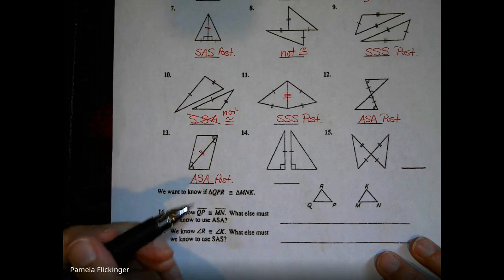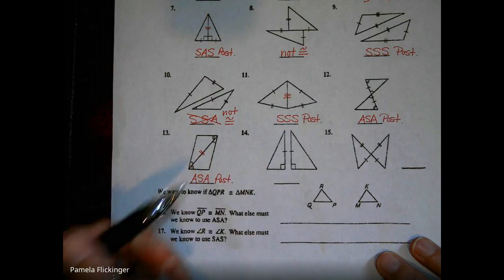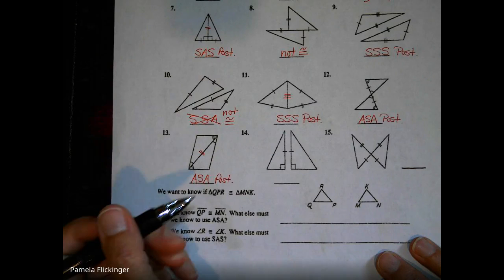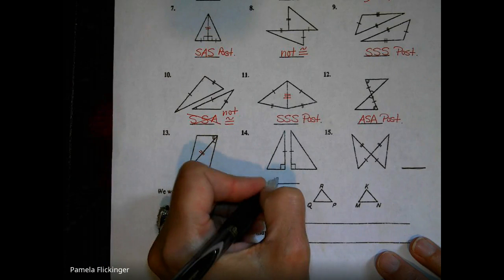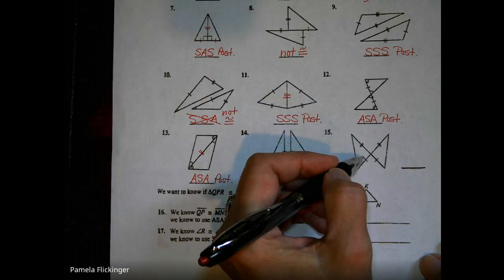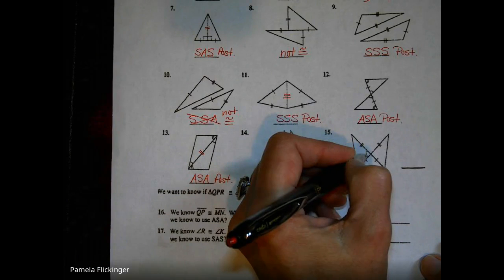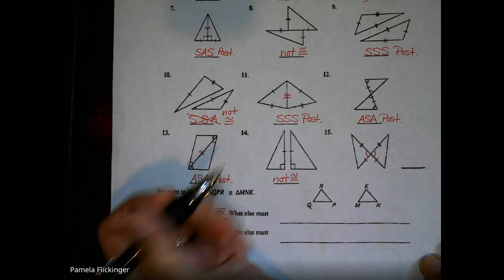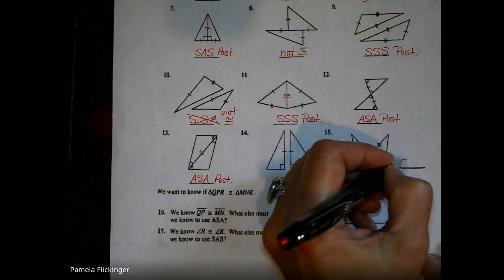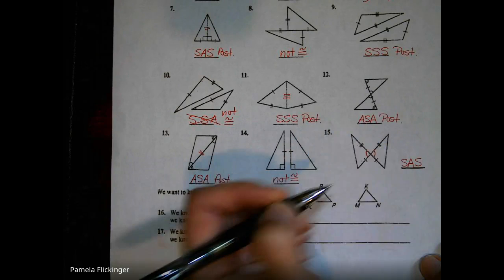All right, 14. They only gave me 2 congruent parts. The triangles aren't touching. They're not sharing a side, no vertical angles. So there's not enough information there. So these are not congruent. And then 15, again, only 2 congruent parts are marked. This one has vertical angles. So I'm going to mark those congruent. So now I've got my 3 parts. So I put down the 2 sides they gave me, and the angle is the one that's included.